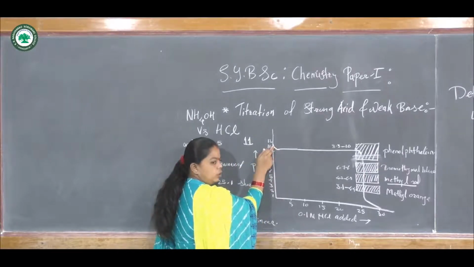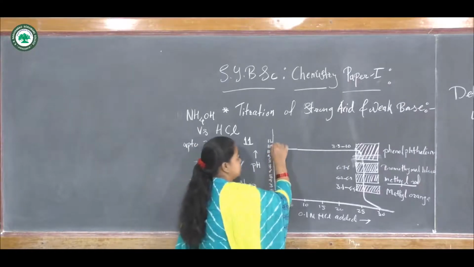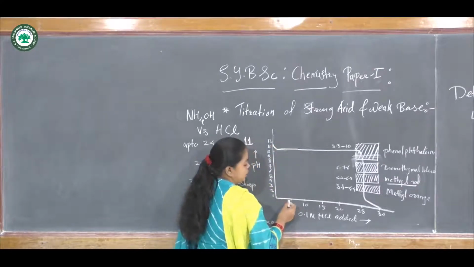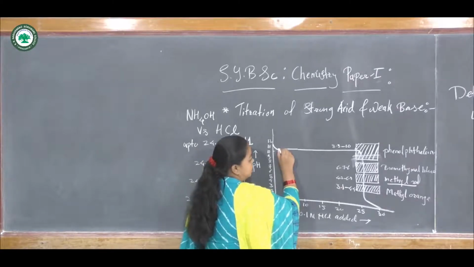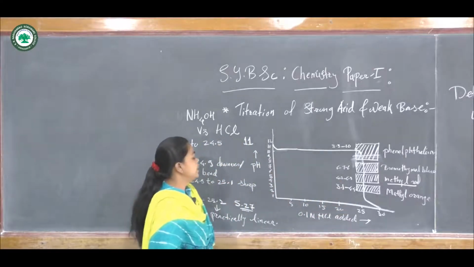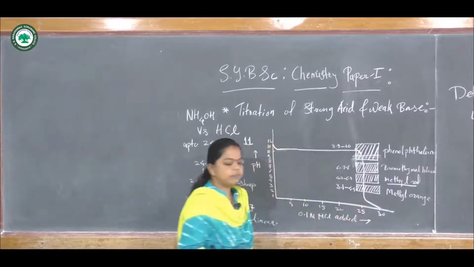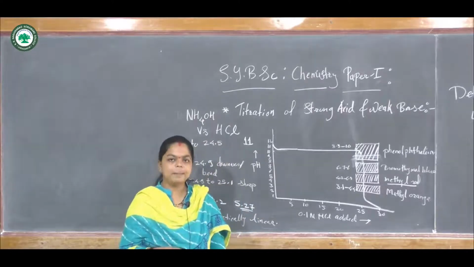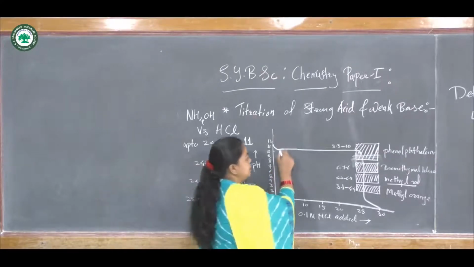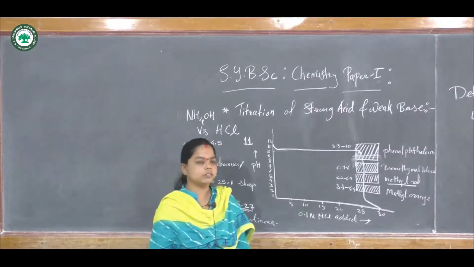From the pH value of 11, the graph starts and is slightly bent at this position, and when the HCl is added slowly, nearly 5 ml, 10 ml, 15 ml, 20, 25, up to 24.5 ml of HCl added, there is no change in the pH observed. The graph is completely linear. There is no change in the pH values observed up to 24.5.